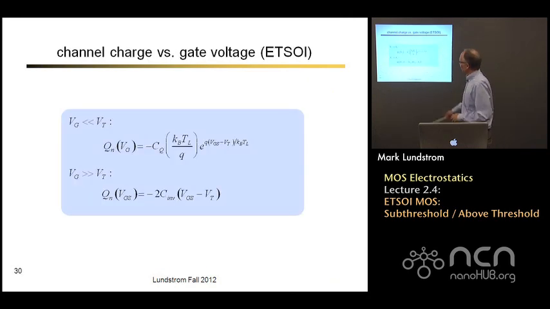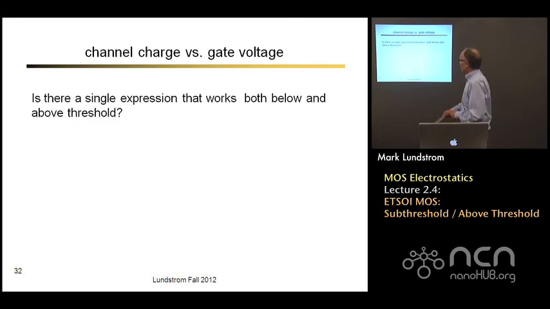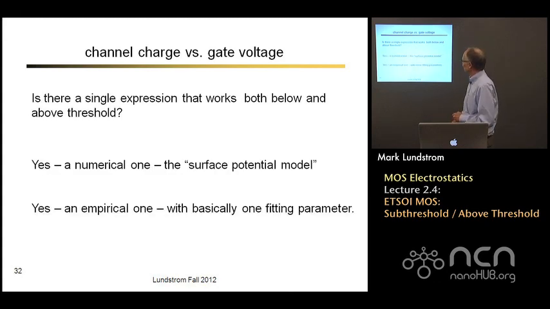Okay, so time to wrap up. What we've done in this lecture is we've developed an expression for the electron charge per square centimeter in subthreshold and above threshold. These expressions look very much like the expressions that we developed for the bulk MOSFET in subthreshold and above threshold. In both cases, the subthreshold charge goes exponentially with gate voltage, and the above threshold electron charge goes linearly with gate voltage. And we have the same question that we had in the bulk. Is there a single expression that works in both cases? And we have the same answer. Yes, there's a numerical one, or yes, there's an empirical one.